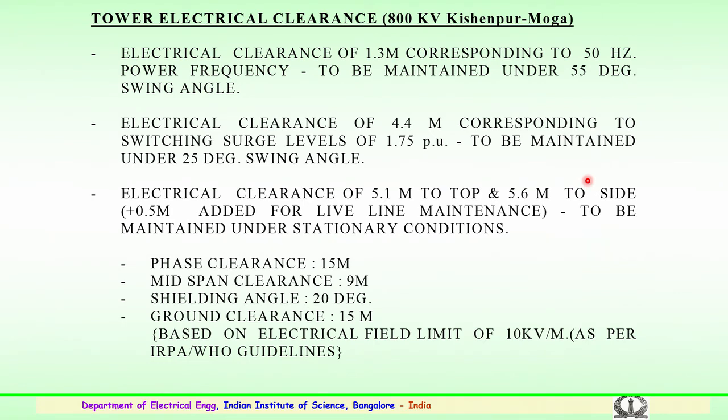This extra clearance of 5.1 and 5.6 meters has been added for the clearances and for the maintenance aspects, which are under the stationary conditions. So, the total phase clearance adopted is 15 meters, the mid span clearance is 9 meters, the shielding angle is 20 degrees, and the ground clearance is 15 meters. Based on the electrical field limit, 10 kV per meter was considered as per the World Health Organization guidelines. So, this was the limit considered for the 800 kV tower configurations.